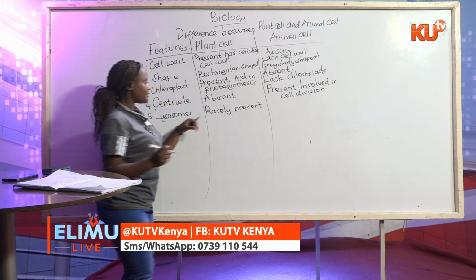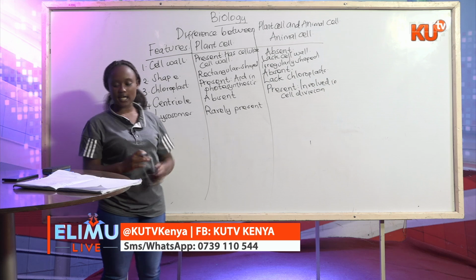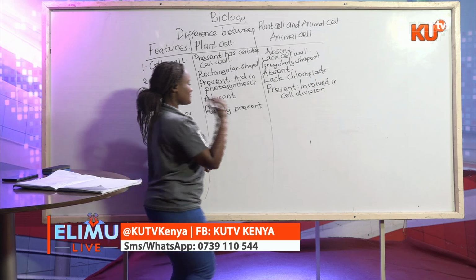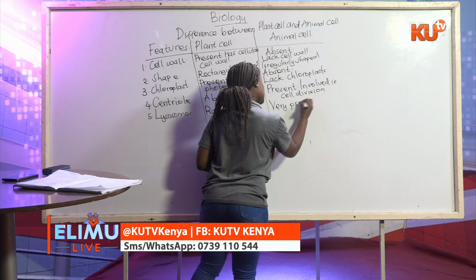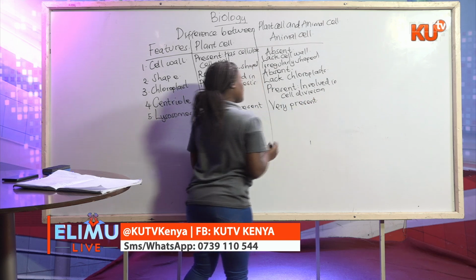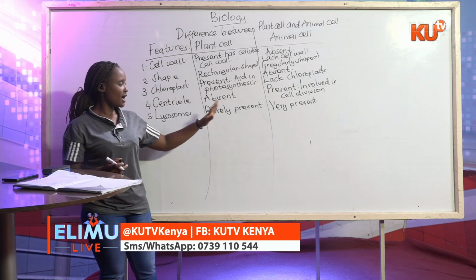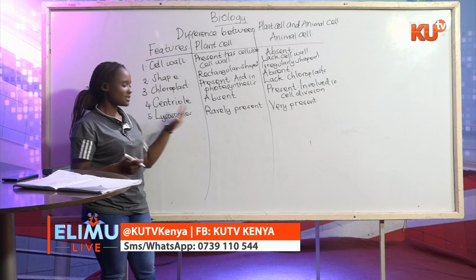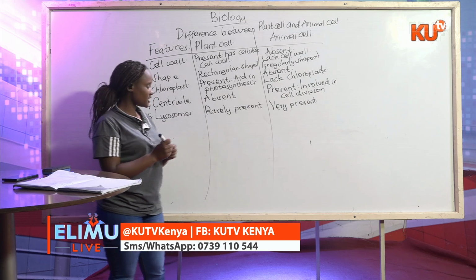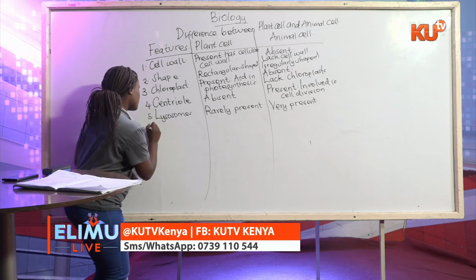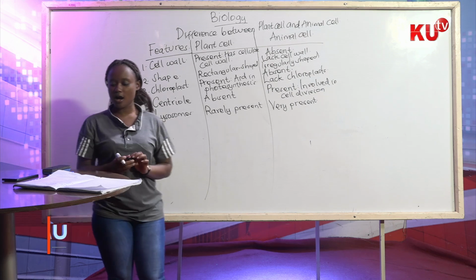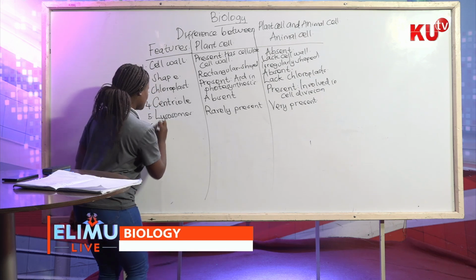That is in plant cell. In animal cell, it is very present, because it helps with worn out tissues and damaged tissue, preventing and protecting the body. So the lysosome. Now the sixth one, we have energy storage.